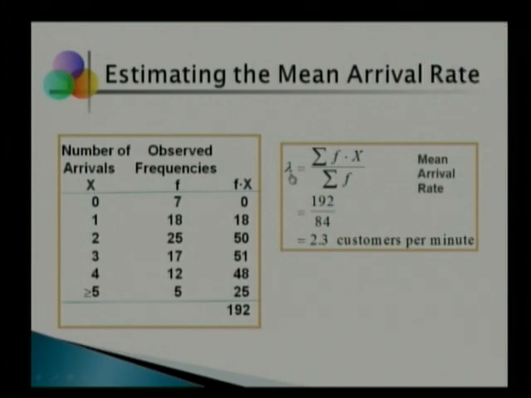This is not the value of lambda, but it is the estimated value of lambda. That means the average number of customers arrived per minute. So it is also called the mean arrival rate. So in this way one can estimate the parameter involved in the distribution.